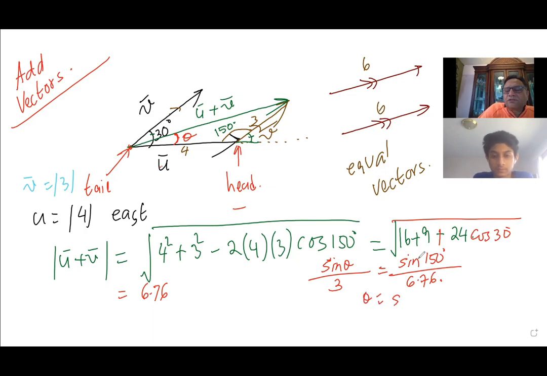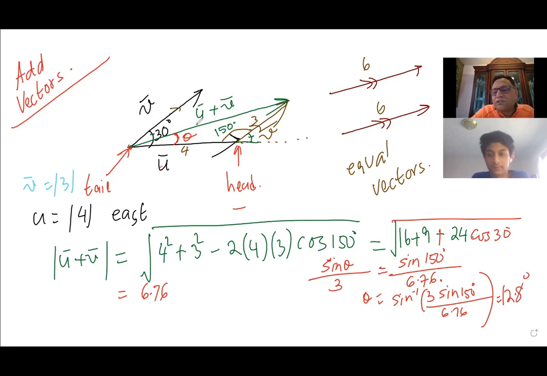Theta is sine inverse of 3 times sine of 150 degrees divided by 6.76. How much do you get? 12.82 degrees, right? Yes, sir. 12.82. So let's say 12.8. So that angle is 12.8.